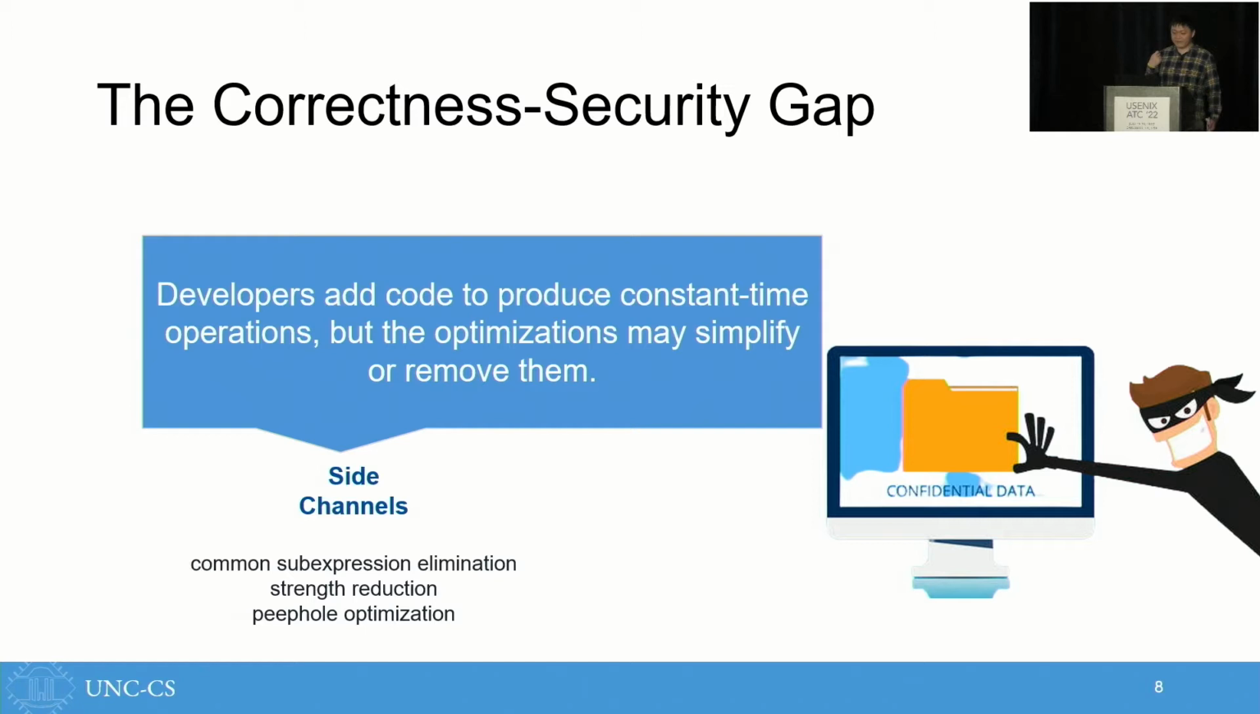First, compiler optimizations may create side channels, where developers of cryptography libraries would add code to produce constant time operations. But optimizations such as common sub-expression elimination and peephole optimizations may simplify or remove that code into faster code, but not constant time.